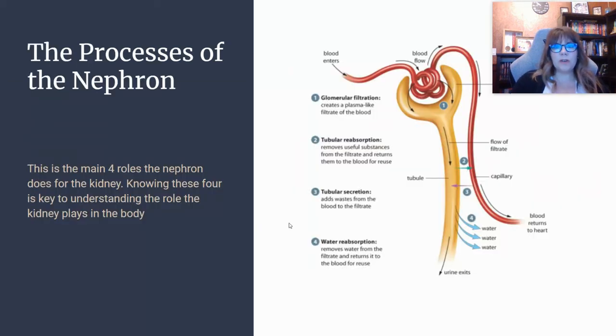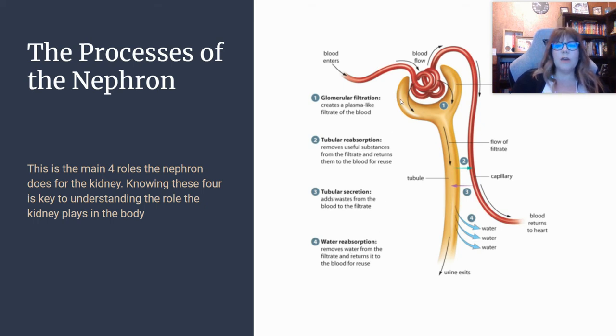You have this picture in your notes, and we're going to go through and write down the 4 processes of the nephron. So we wrote down the functions. Now we need to understand the processes that happen with these functions. So you can see there's filtering, reabsorption, and secretion and reabsorption. Those are the 3 functions, but now we're going to talk about how that process works.